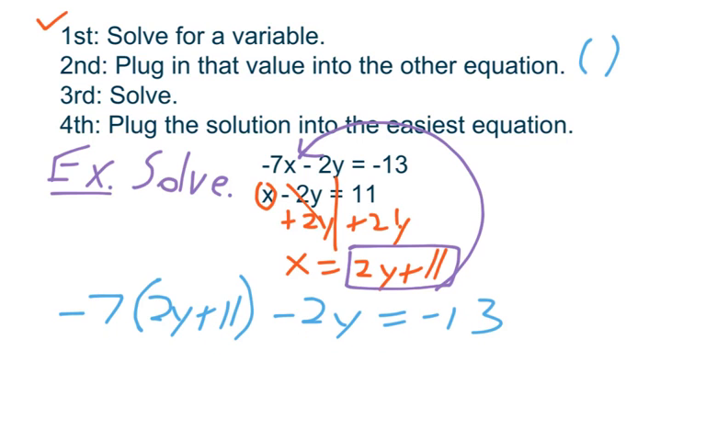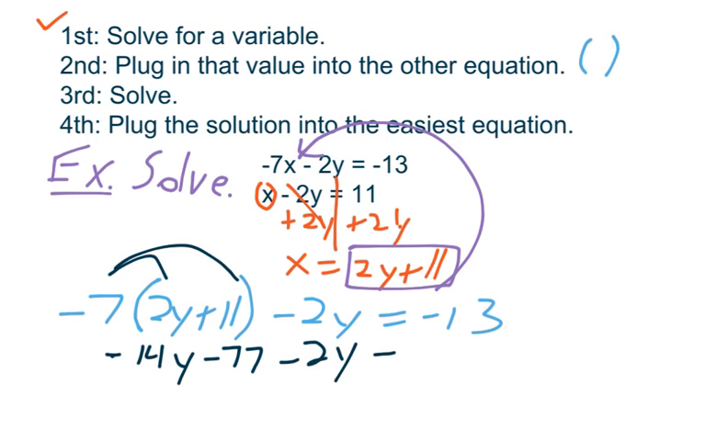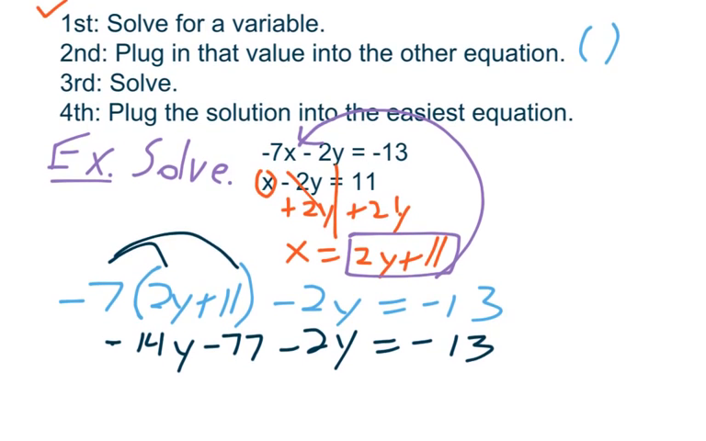So now it's distributive property. So negative 7 times 2y is negative 14y. Negative 7 times 11 is negative 77. Bring everything else down. And now we combine our like terms. So negative 14y and minus 2y are negative 16y.